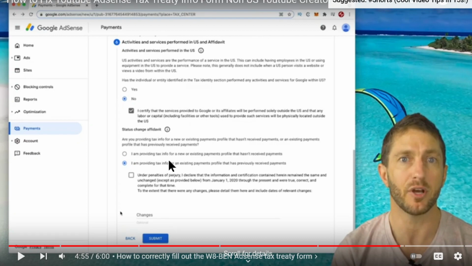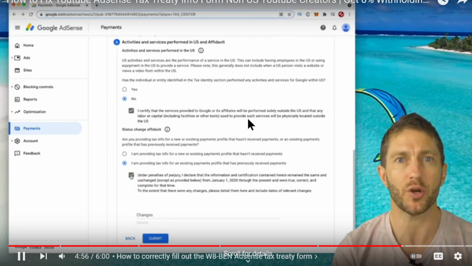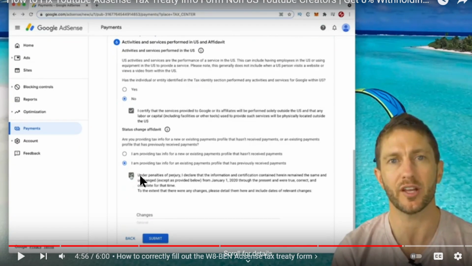Okay, wait, watch this. I'm providing tax info for a new. I'm providing tax info for an existing payment profile that has previously received payment. I've not received payment before. I don't understand this part. I don't know why he chose this part. Yeah, but what payment? Google always pays you every month, no matter what the case may be. They always pay you.